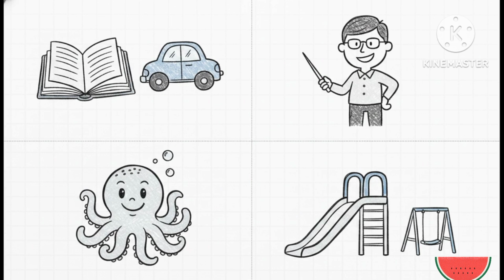Let's look at how that actually breaks down in practice. We've got things, like a car or a book. We have people, like the teacher you see here. Then we have animals, like our octopus friend. And finally, places, like a playground. Actually, keep teacher, octopus, and playground in the back of your mind as we go, because they're going to serve as the perfect stress tests for our vocal patterns in just a minute.